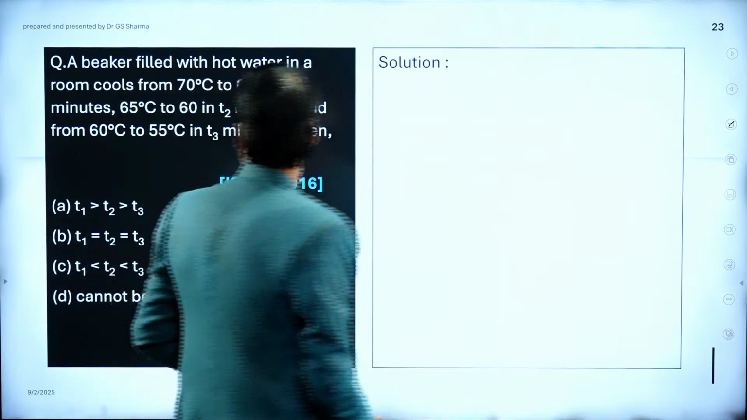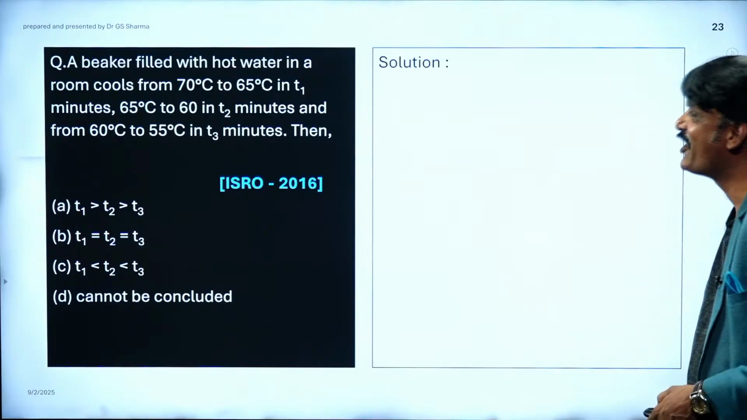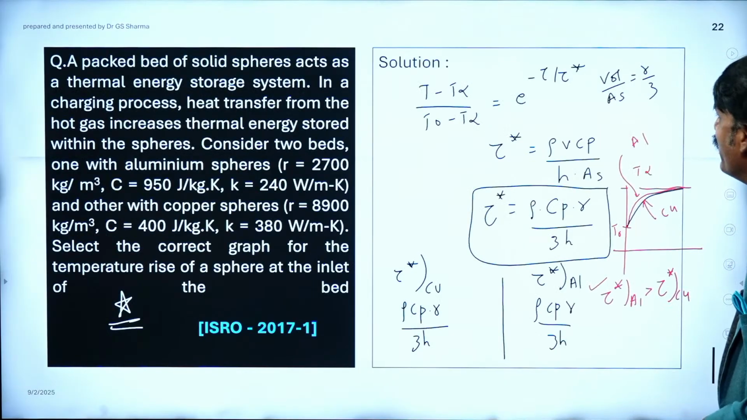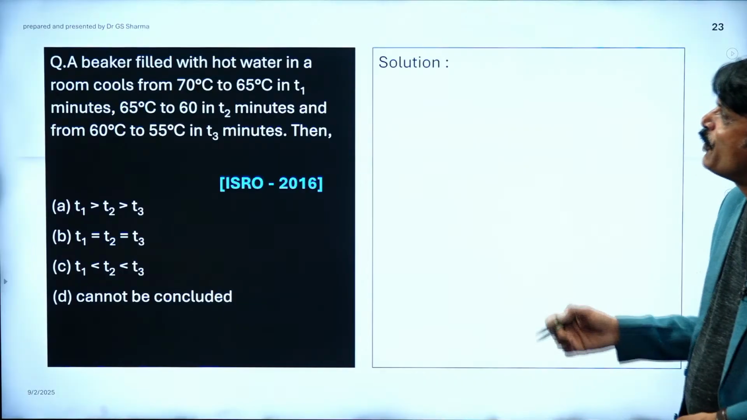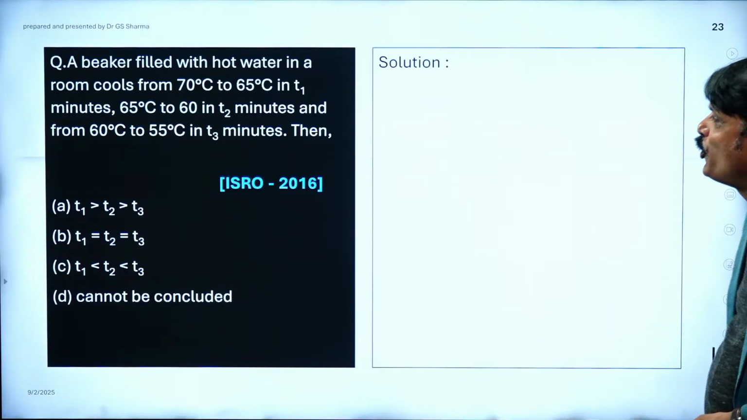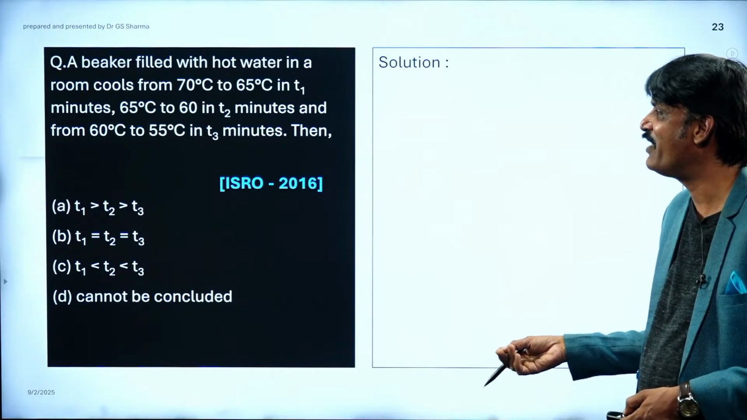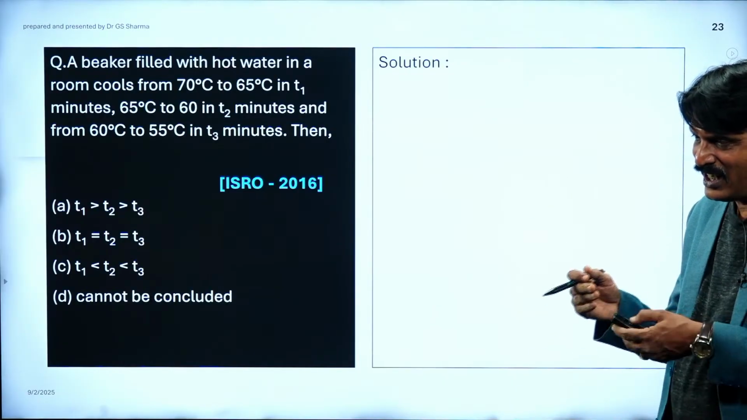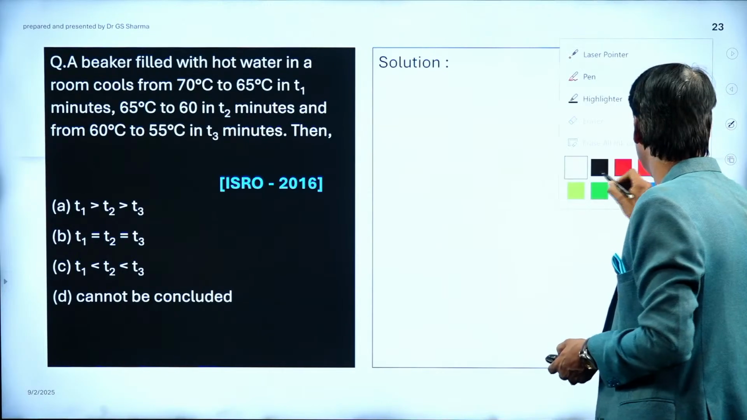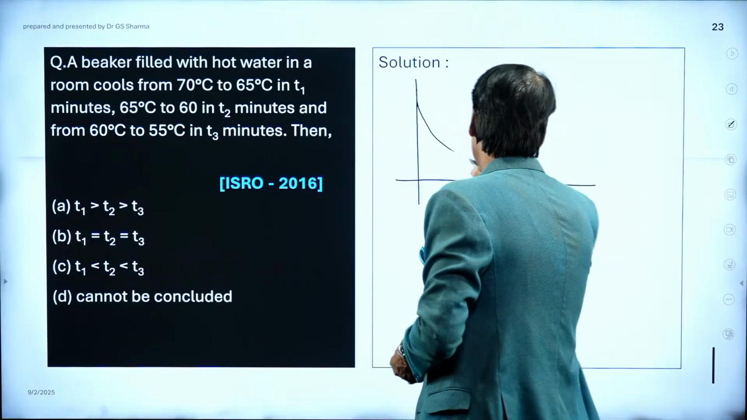Then, yeah, he has given a question. Is it a convection question? Okay, I think yes, it is a convection question. It has come up. See what it says: a beaker filled with hot water in a room cools from 70 to 65 in T1 minutes, then 65 to 60 in T2 minutes, and 60 to 55 in T3 minutes. Then which of the following? See, as the initial temperature, this is the case of cooling.